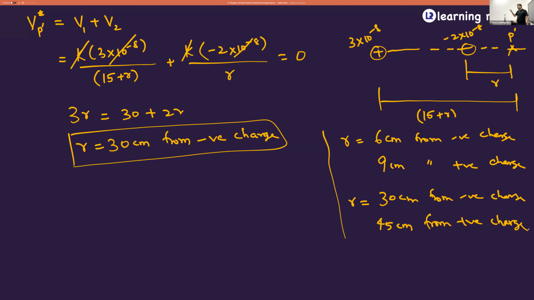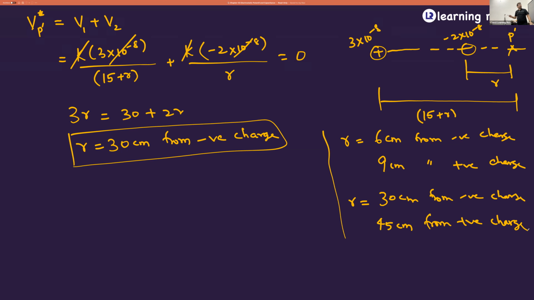I'm stressing on this point. One will be on the side of the lower magnitude. Why I'm using this word magnitude is because what is the magnitude of this charge? 3. Here the magnitude is 2. For example, had the question been this as minus and this as plus, still the points would have been here only.